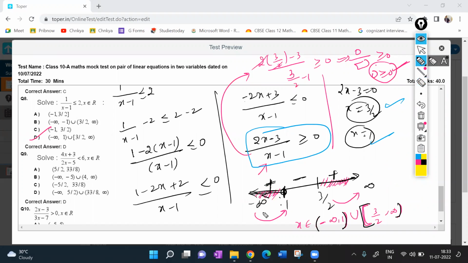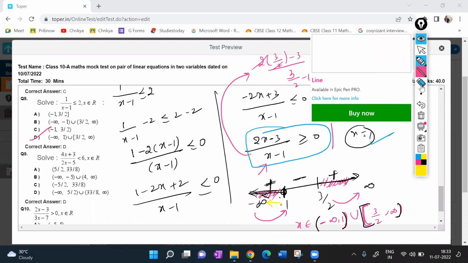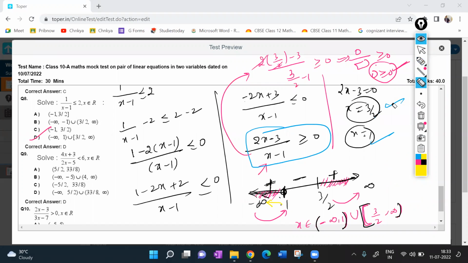Sir, why did you take 0? You take any value which is left side of 1. You take 1 lakh, minus 1 lakh, and substitute. Minus 1000 you take and substitute. Okay, sir, 0 will be easier. That's why I took 0. You realize now, any value you take and substitute in this inequality, that would be satisfying.